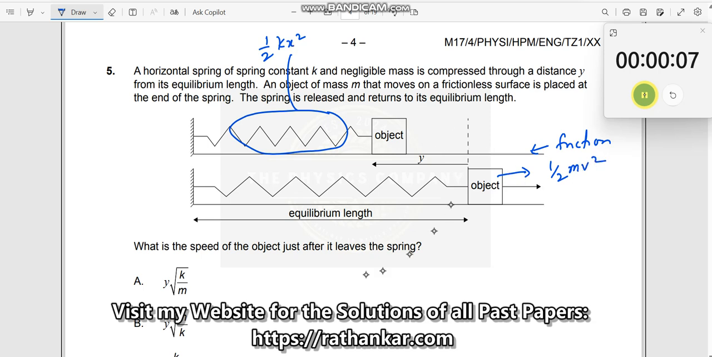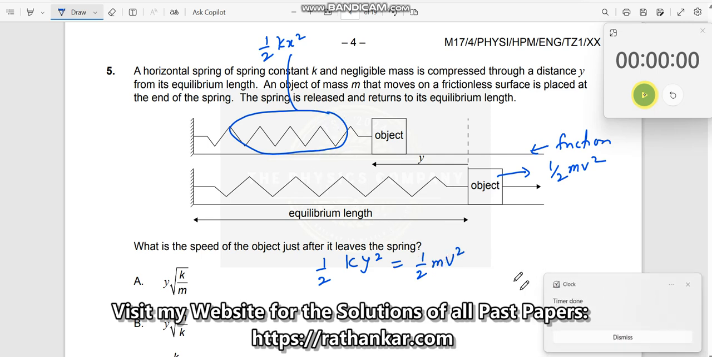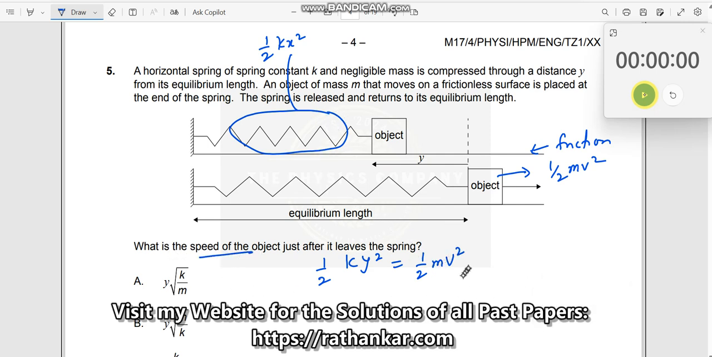Now I can equate these two. I can now write half k, so it's just compressed by y. So what I will do is I'll write it as half k y square is equal to half mv square. Okay, what is being asked? The question is, what is the speed of the object? V is the speed of the object.